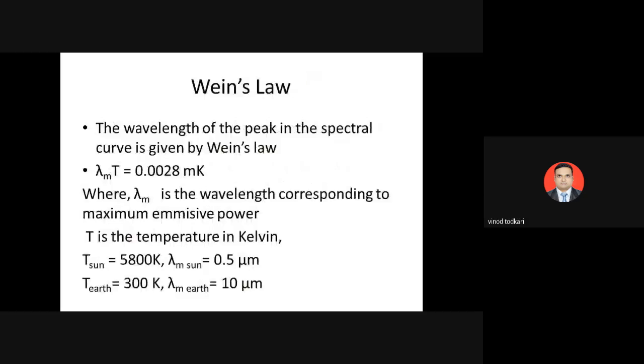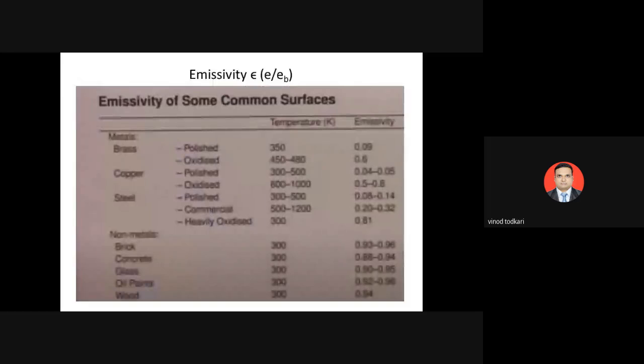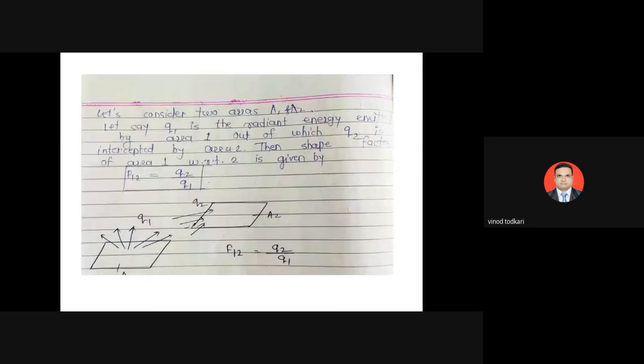Within just 1 minute, I will repeat and then we'll work out numericals. Numericals are very easy. In fact, you don't even need a calculator. This kind of numericals are there.